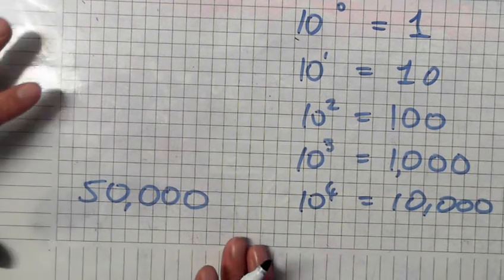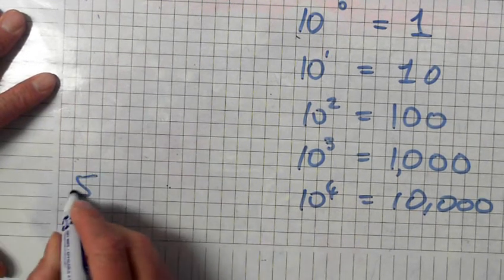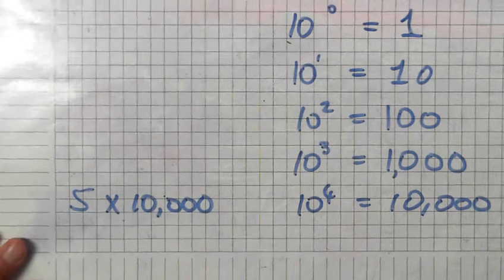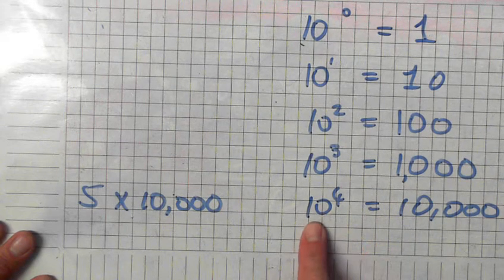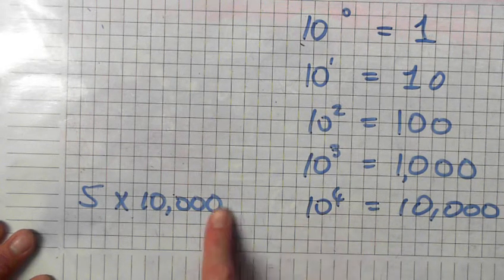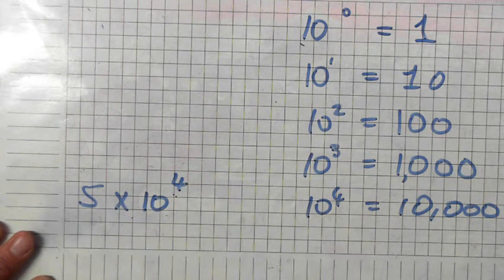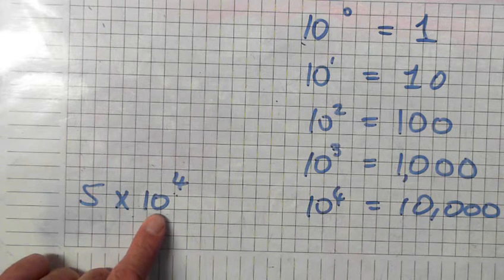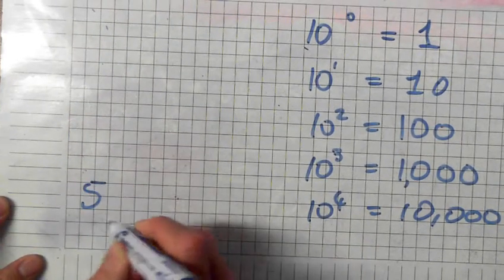So watch this. 5 times 10,000. But what we do in scientific notation, 10,000 is equal to 10 to the 4. That's scientific notation. 5 times 10,000 is 50,000. Right, watch this one. We'll stay with 50,000.